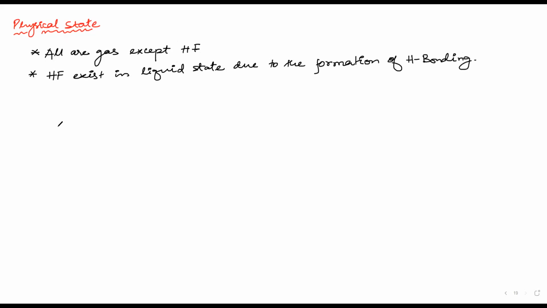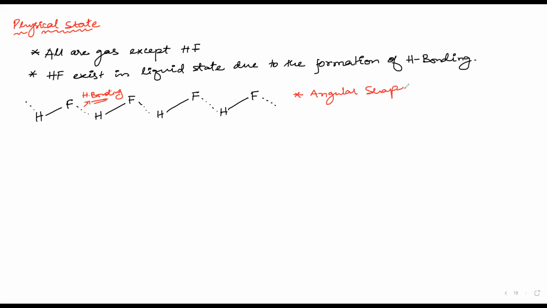Now the structure that you will see in hydrogen bonding is like this, and this is important. So these are hydrogen bonds. This is hydrogen bonding. The whole shape is angular in shape.